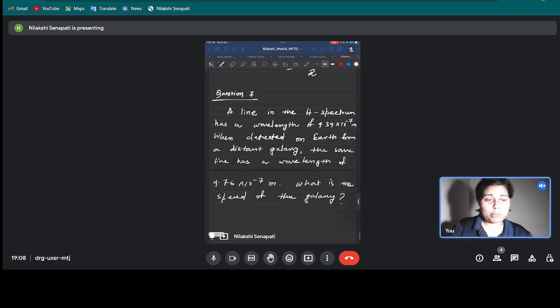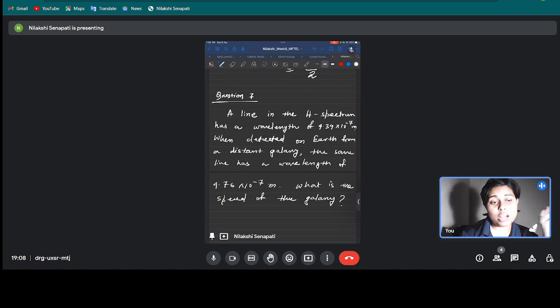Like with which speed it is going as the universe is expanding. So this problem, exactly same kind of problem, was done in the very first discussion, I think. And there is a standard formula, Doppler shifting, that you can use and solve this problem. Can you guys do this, or do I need to solve this?